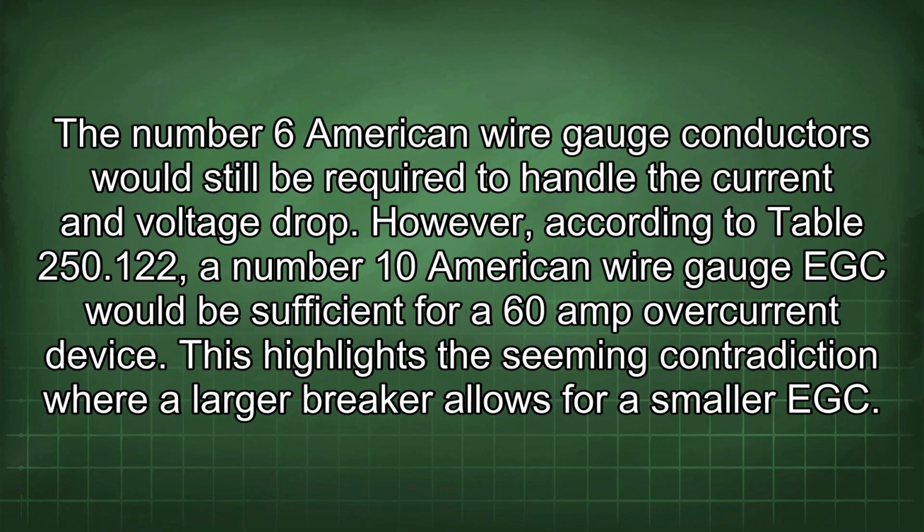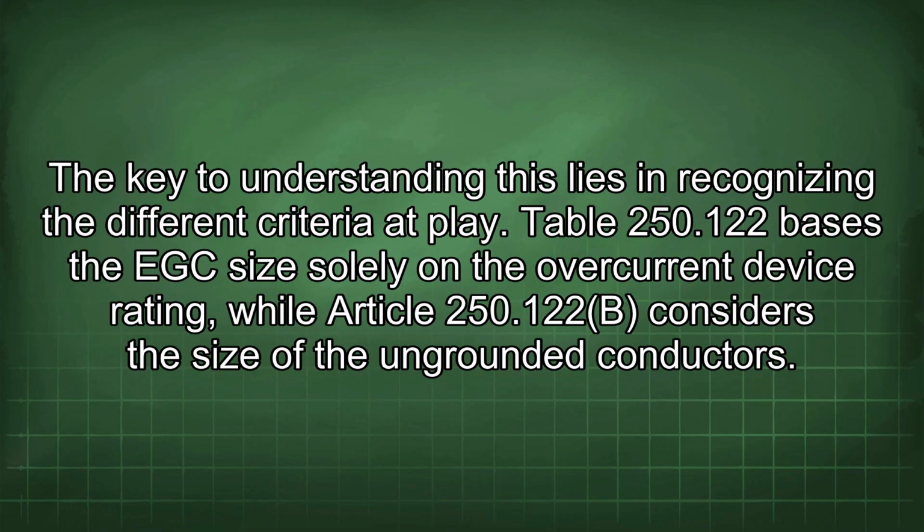The number 6 American wire gauge conductors would still be required to handle the current and voltage drop. However, according to Table 250.122, a number 10 American wire gauge EGC would be sufficient for a 60-amp overcurrent device. This highlights the seeming contradiction where a larger breaker allows for a smaller EGC. The key to understanding this lies in recognizing the different criteria at play. Table 250.122 bases the EGC size solely on the overcurrent device rating, while Article 250.122(B) considers the size of the ungrounded conductors.